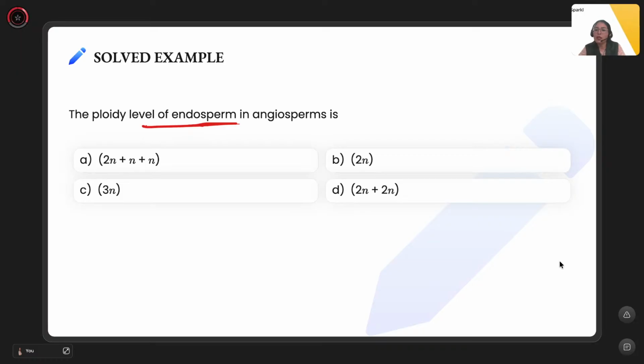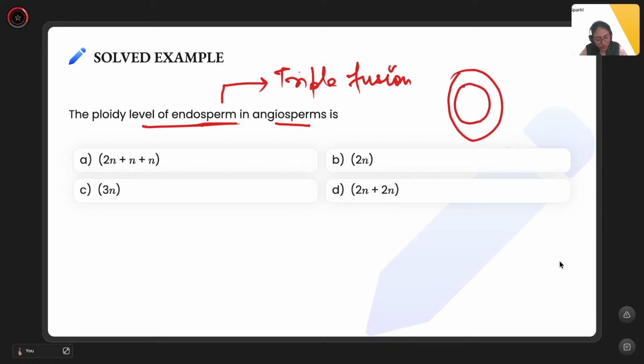Okay. So if we talk about endosperm, first we need to know how endosperm is formed in angiosperms. It is formed as a result of triple fusion. In angiosperms there is double fertilization, and in double fertilization you have triple fusion along with syngamy. The central cell, which has two polar nuclei, first fuses within itself, and with these fused polar nuclei, which now become diploid, the other male gamete fuses and forms a triploid structure. So the ploidy of endosperm in angiosperms is triploid.